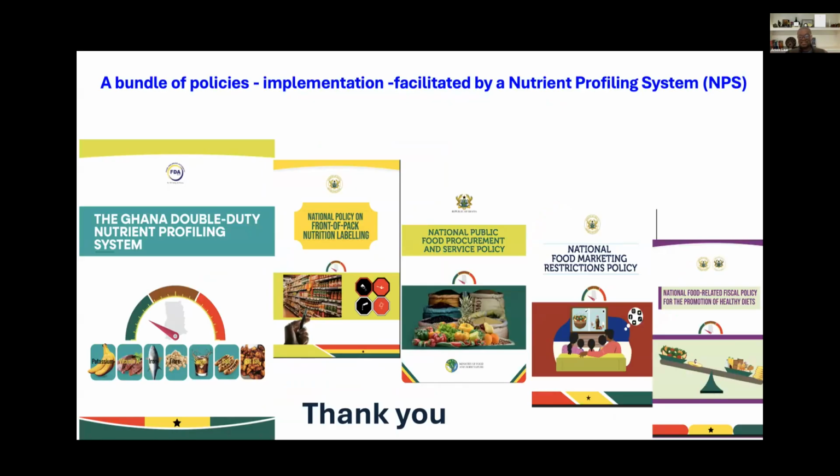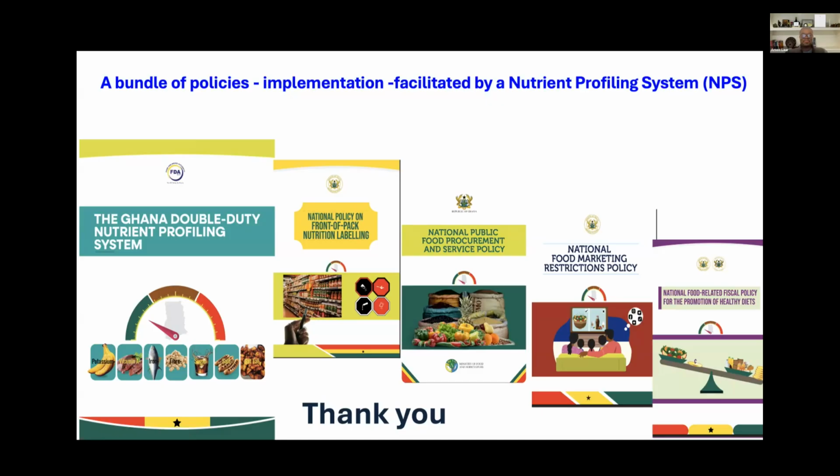And there are four policies. All four policies have been developed. They are in draft, waiting for the Ghanaian government to sign, and then they will be implemented. The policies are a national policy on front of pack nutrition labeling, a national public food procurement policy, a national food marketing policy, and then a national food-related fiscal policy for the promotion of healthy diets.